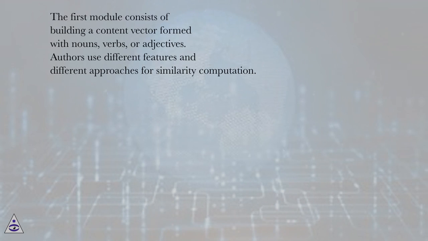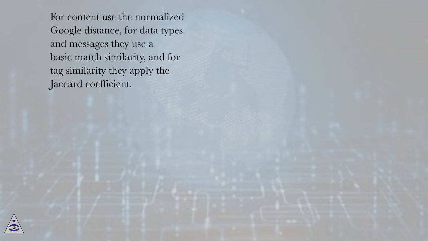Authors use different features and different approaches for similarity computation. For content, use the normalized Google distance; for data types and messages they use a basic match similarity, and for tag similarity they apply the Jaccard coefficient.